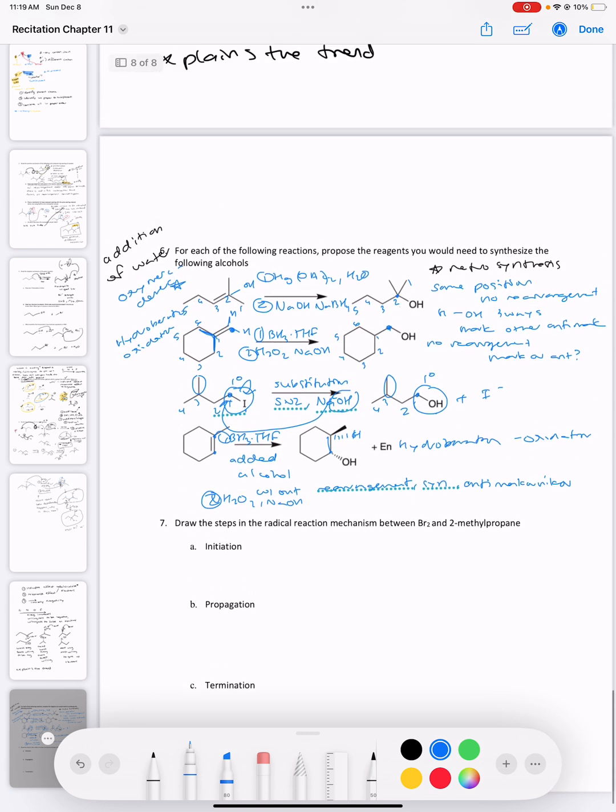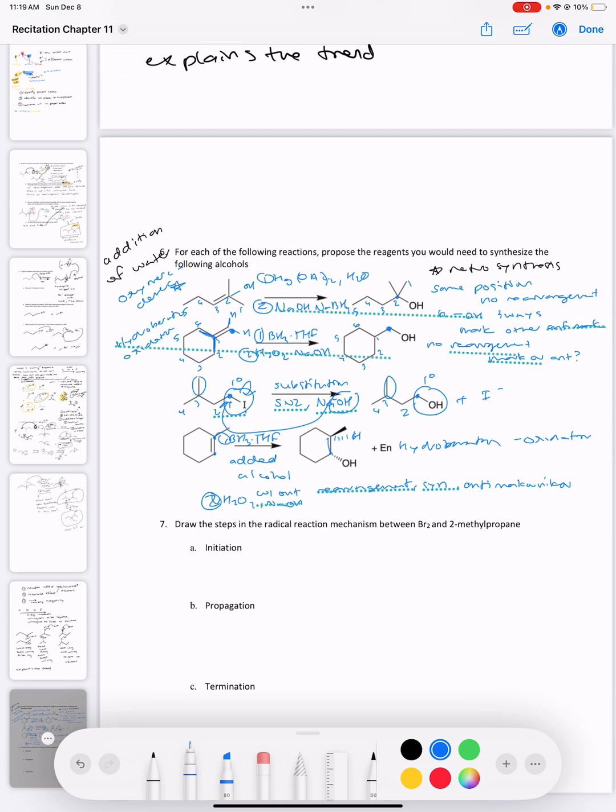Okay, so question 7, draw the steps in the radical reaction mechanism between Br2 and methylpropane. So the first thing I'm going to do is draw those out because I don't know what methylpropane looks like just in my brain. I'm actually going to draw these in black. I don't know when I switch to blue, but I like the standard color here. Br2, and methylpropane, so 1, 2, 3, and it's 2-methyl, so it looks like this.